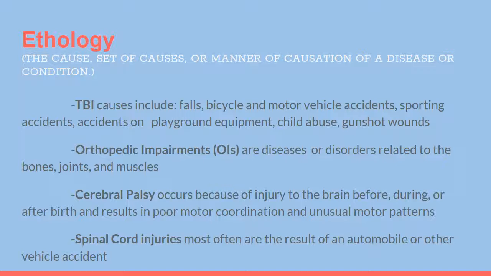The etiology, or the cause, set of causes, or manner of causation of a disease or condition, for TBI includes falls, bicycle and motor vehicle accidents, sporting accidents, accidents on playground equipment, child abuse, or gunshot wounds. Orthopedic impairments are diseases or disorders related to the bones, joints, and muscles. Cerebral palsy occurs because of injury to the brain before, during, or after birth and results in poor motor coordination and unusual motor patterns. And finally, spinal cord injuries most often are the result of an automobile or other vehicle accident.